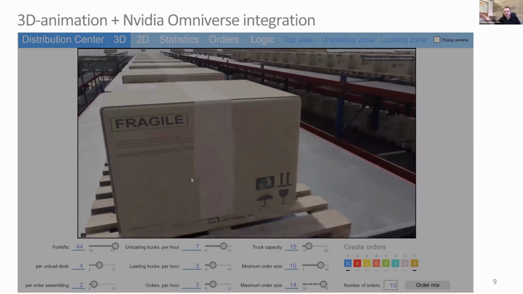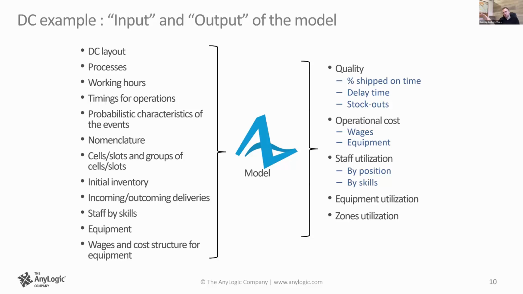Okay, on this slide you may see typical inputs and outputs of warehouse simulation models. I will not go into details through each of the items here. It's just here for your reference, so that in the future you may understand what you need to start a simulation of a warehouse. And as outputs, as always, we have quality metrics like delay times or percent of orders shipped on time, costs, and utilization for staff, equipment, and different zones of the warehouse.